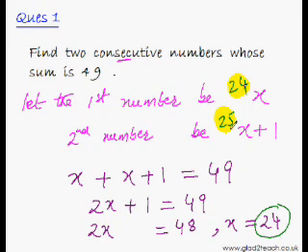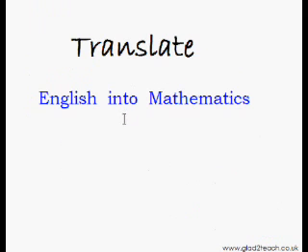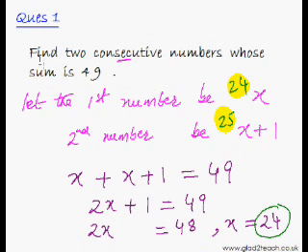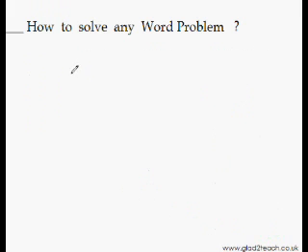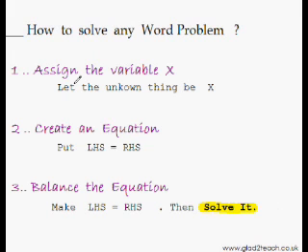And you can even double check the answer. See, 24 and 25, they are consecutive, no problem with that, and they also add up to 49. So as you have just seen, solving any word problem is very easy if you know how to translate English into mathematics. See, we translated this English sentence into this algebraic equation. Okay, so let me just show you the simple steps to solve any word problem.